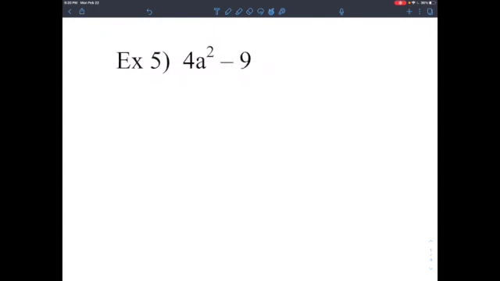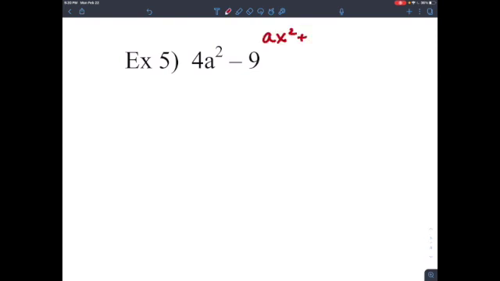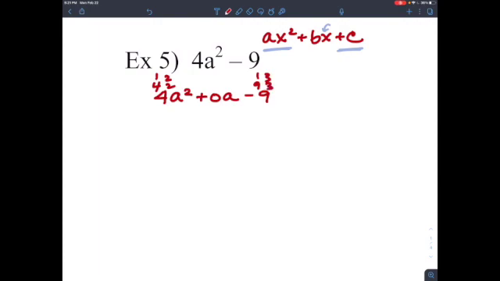I would like you guys to think about this compared to the ax squared plus bx plus c. We only have the ax squared term and the c term because the one in the middle with the x term is missing. So if you want to, you can actually say this is 4a squared plus 0a minus 9. Now factor. And then if you do that, you can do 1 and 4, 2 and 2. And this is going to be 1 and 9, 3 and 3. And then you should be able to see it.